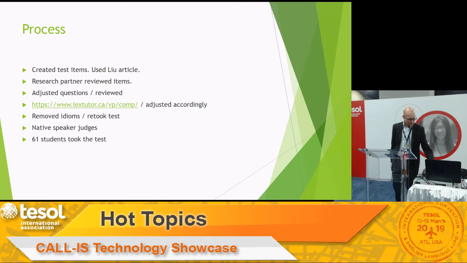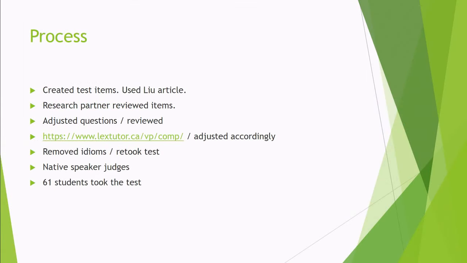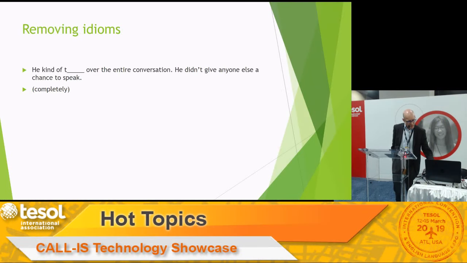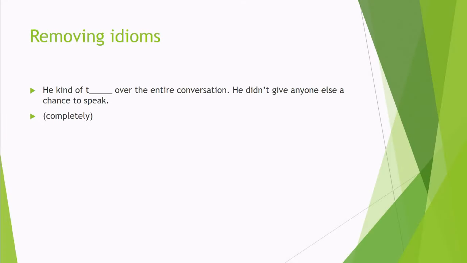Okay. Then the next step was to remove idioms. Like I said, these idioms are very common in English. So when I was making the test prompts, without noticing it, I was using answers from other questions within my text prompts. For example, this one: he kind of took over the entire conversation. He didn't give anyone else a chance to speak. Without knowing it, I used kind of, which is one of the idioms. So I had to change that to completely. He completely took over the conversation.